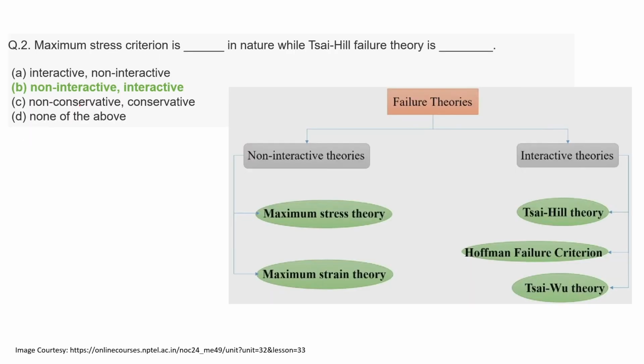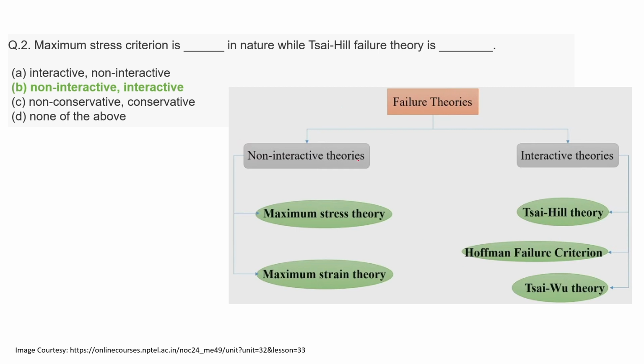Next question is, the maximum stress criteria is slash in nature while Tsai-Hill failure theory is slash. The options are A, interactive, non-interactive. Option B, non-interactive, interactive. Option C, non-conservative, conservative. Or option D, none of the above. As already discussed in class, the failure theories are of two types, non-interactive theories and interactive theories. In non-interactive theories, there are two theories, that is maximum stress theory and maximum strain theory. Whereas for interactive theories, there are Tsai-Hill theory, Hoffman failure criteria and Tsai-Wu theory.